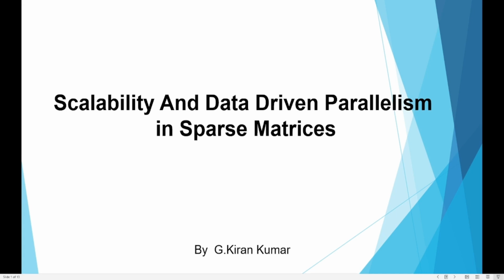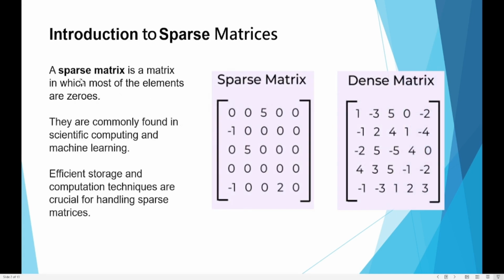So firstly, what are sparse matrices? A sparse matrix is a matrix in which most of its elements are zeros. As you can see in the given figure of a sparse matrix, only a few of its elements are non-zeros, whereas a dense matrix is a matrix in which most of its elements are non-zeros and a few are zero elements. Sparse matrices are commonly found in scientific computing and machine learning.